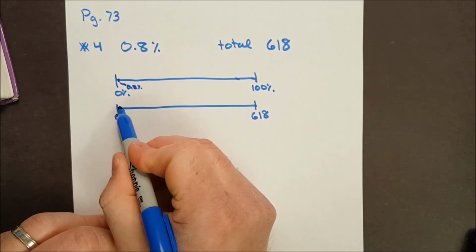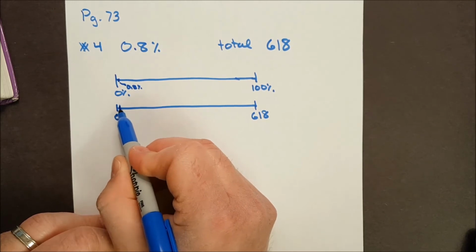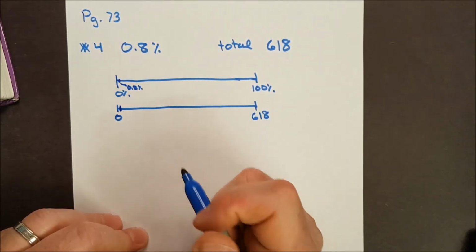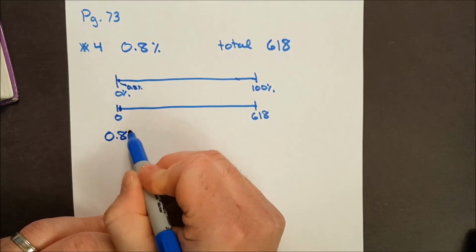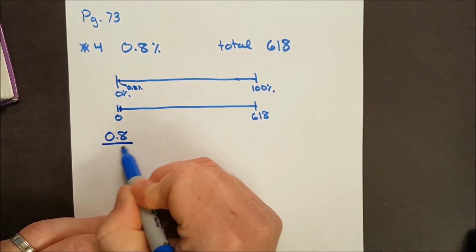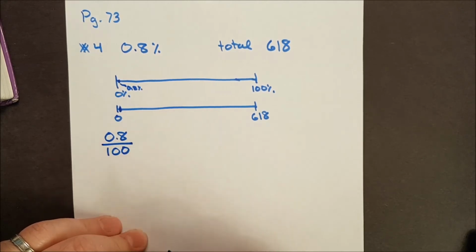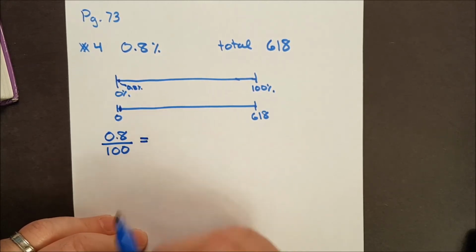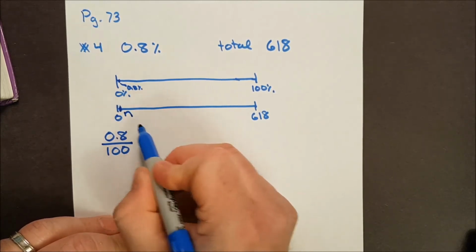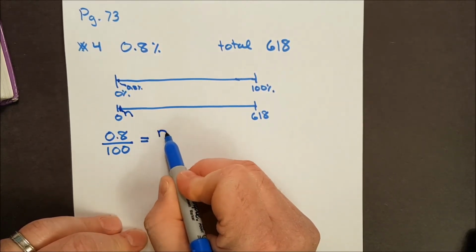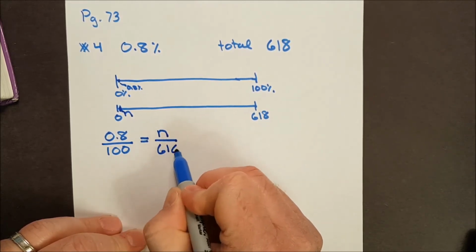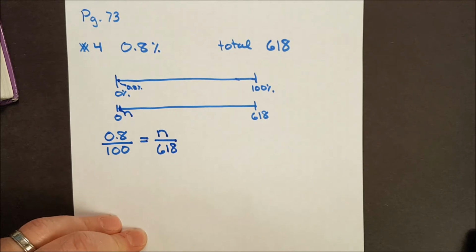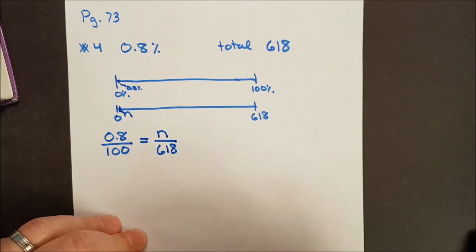And here we have some number that will be proportional to that right here. So 0.8% means 0.8 out of every 100. And that equals, we'll call this n, our unknown, to 618. And I'll let you solve the rest.